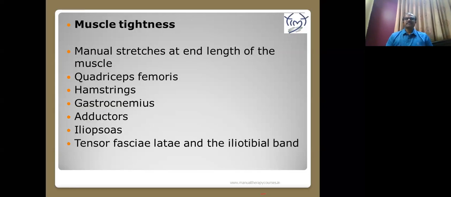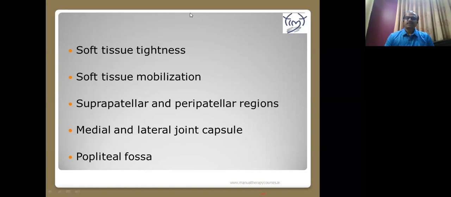And muscle tightness, a lot of muscle tightness could be the reason for the pain, particularly for people with limitation in their activities. So all this muscle tightness has to be assessed, and then you have to treat the same if it recurred. Like I already mentioned about the IT band, which could be shortened. Not only that, all these muscles will have an influence on the knee: quadriceps, hamstrings, gastrocnemius, adductors, iliopsoas, tensor fasciae latae, and iliotibial band. So you do the mobilization around the joint, or soft tissue mobilization using kneading and other things, over the suprapatellar and infrapatellar regions where you use your thumb to reduce the tightness, or over the medial and lateral joint capsule, or the popliteal fossa.